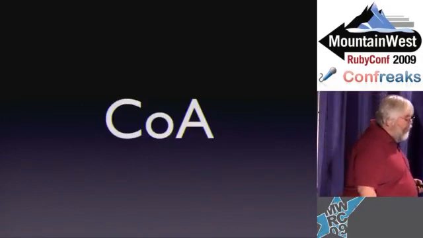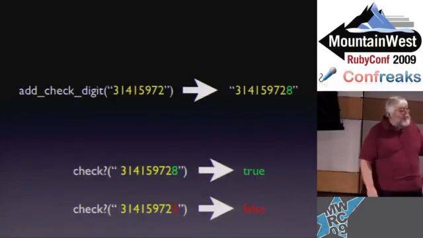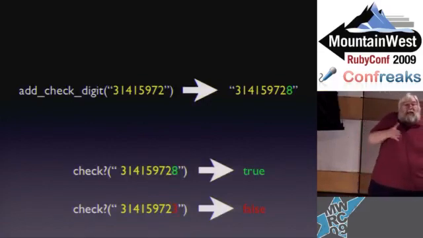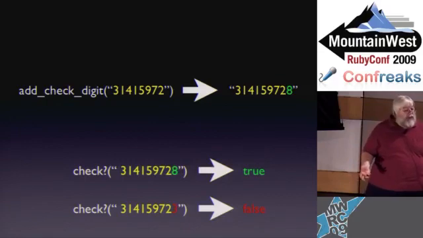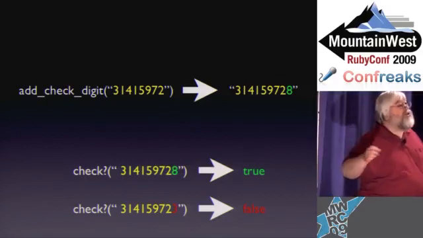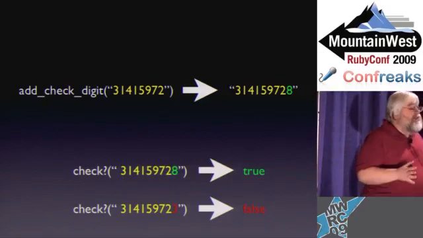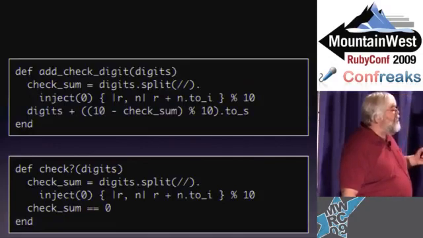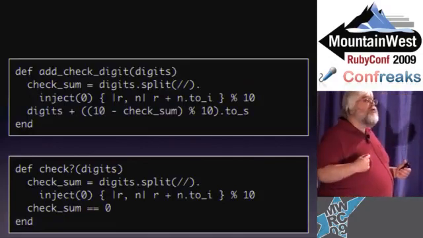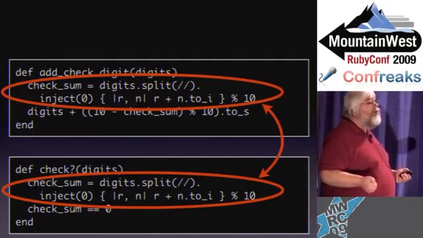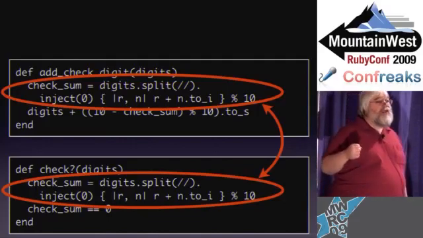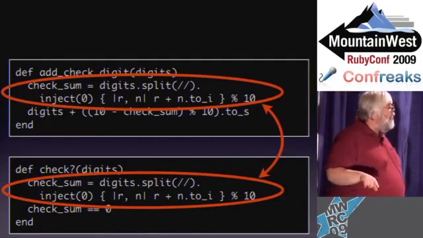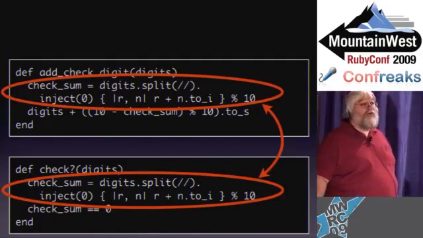One last connascence I want to talk about, and I can see my time is almost up anyway, so let's go through this quickly. Here we have a routine that calculates a checksum for a string, and it adds that check digit to the end of the string. Then we have a method called check that checks to see if the correct check digit is there or not. The code for that looks like this. And there is a connascence between these two things. And this is a connascence of algorithm. If I change the way the checksum is calculated, I have to change two separate locations to do that. Not a good thing.